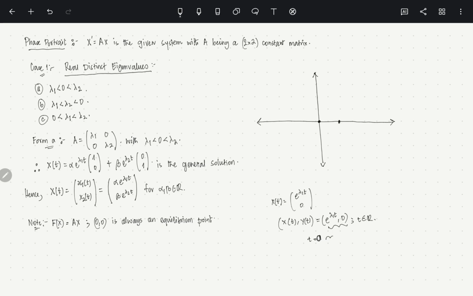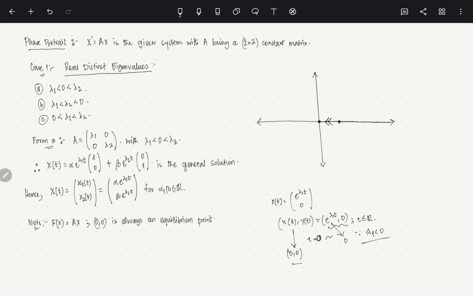Now, it's given that lambda 1 is negative. Since lambda 1 is negative, as t tends to infinity, this particular thing is going towards 0. You understand? So essentially this vector approaches the equilibrium point (0, 0). As t goes from minus infinity, this is the arrow which will indicate where the trajectory is going. So basically this is one of the trajectories, along this line only.